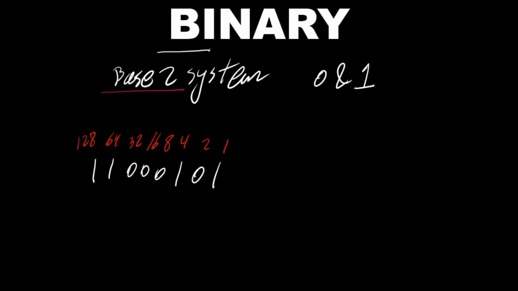Okay, so here what do we have to do? We just need to add the ones that are already being turned on. In this case, 128 plus 64 plus 4 and 1. So let's write down 128 plus 64, that's 192, plus 4, 196, plus 1, 197. So it should be 197.